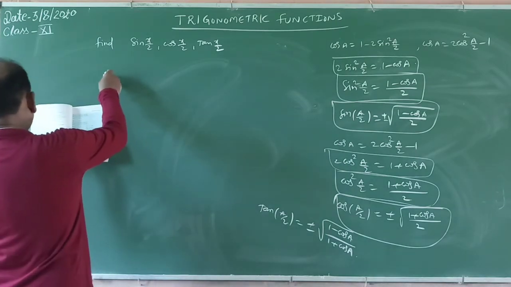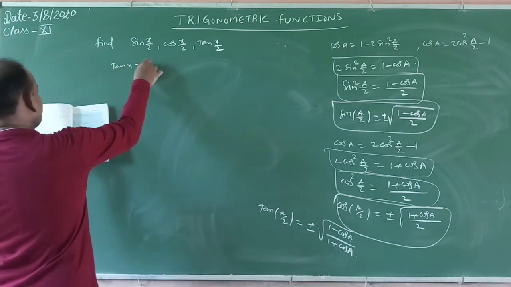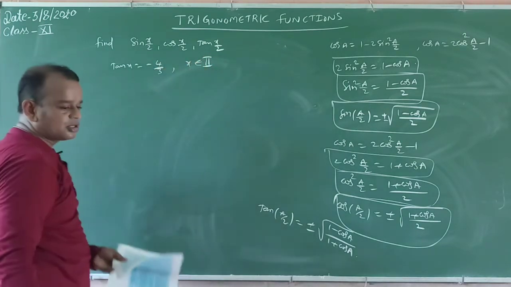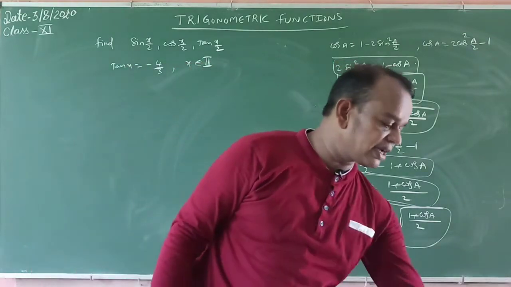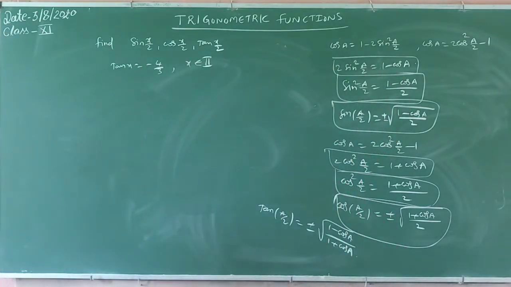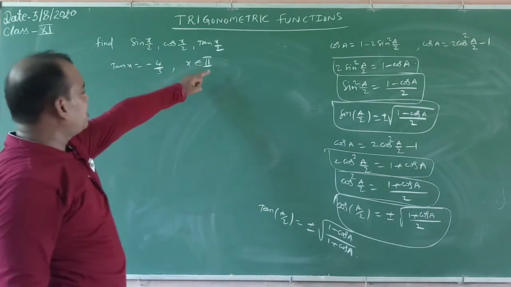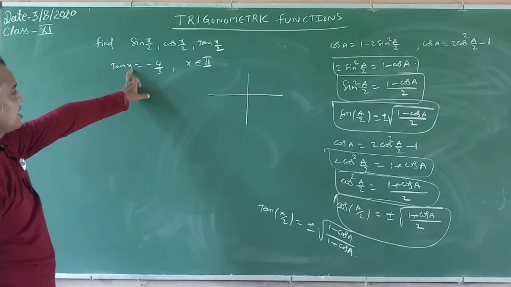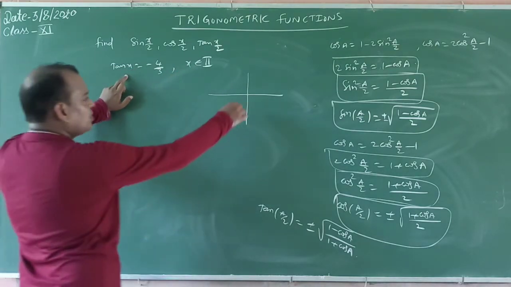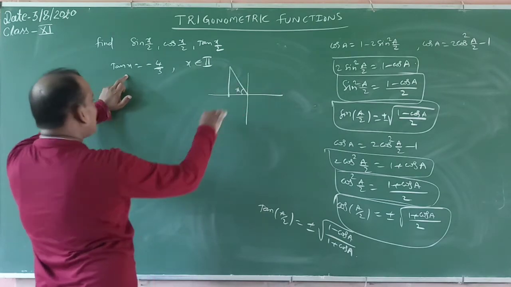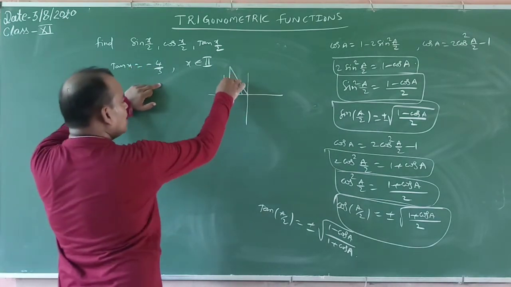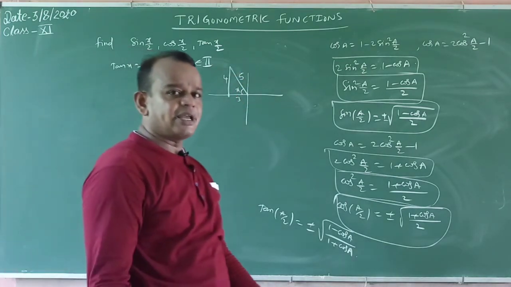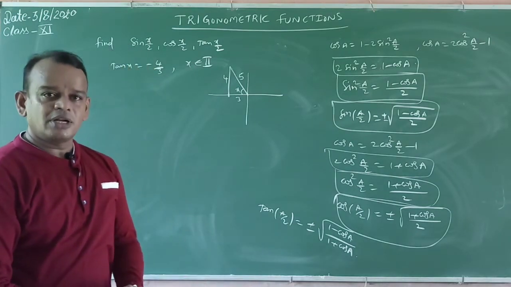Now here tan x is equal to minus 4 by 3. X is in the second quadrant. Whenever x is in the second quadrant, tan is 100% negative. What is given means this is the angle x. Tan means opposite side by adjacent side. This is 4, this is 3, so the hypotenuse is root of 16 plus 9, which is root 25, which is 5. Understood or not?